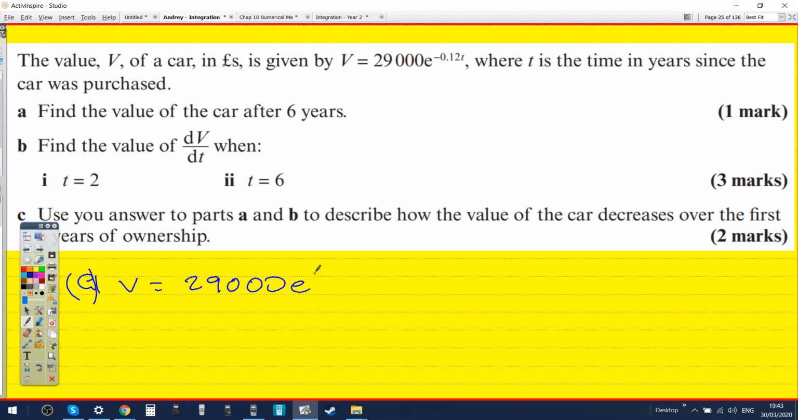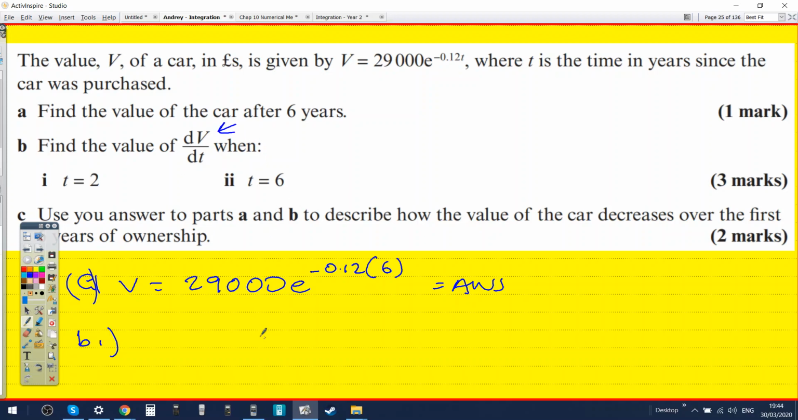Find the value of dV by dt when t is equal to 2. So for V, I had to do 29,000 e to the power of minus 0.24, I think.